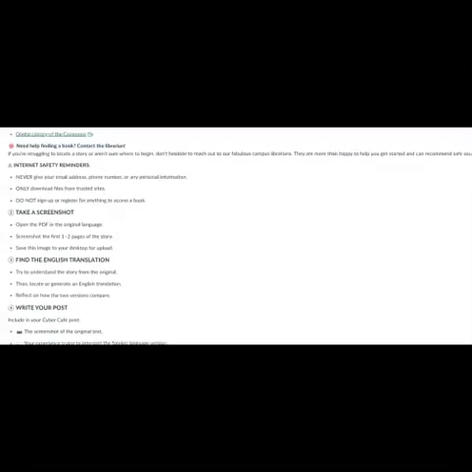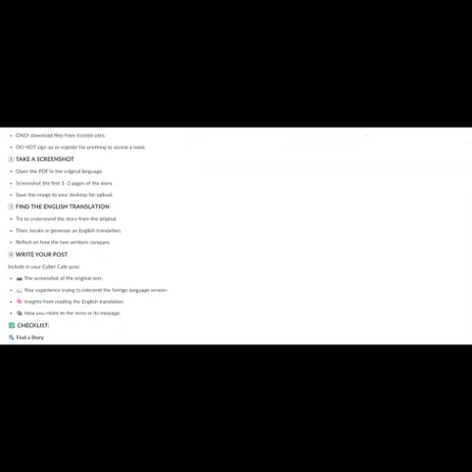When you find the story written in its original language, you want to take a screenshot of the title page and also take a screenshot of one of the pages of the book so that your fellow students can see what you wrote. Then you're going to read the book, understand the book, look at the translation, and then you're going to create a post and explain to your fellow students what you learned from this experience.